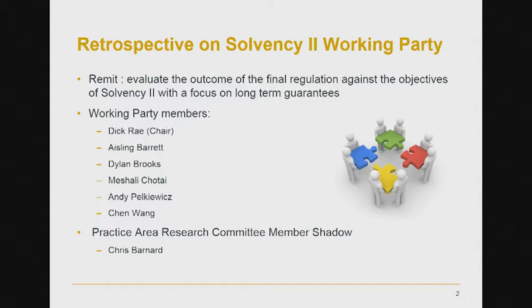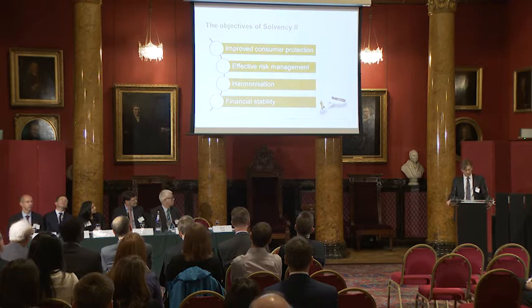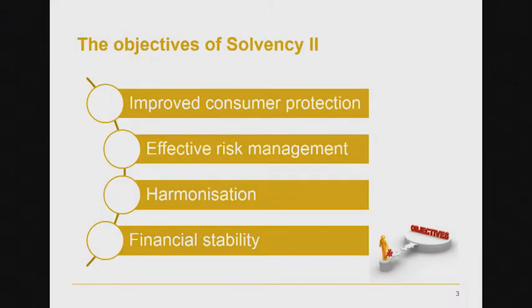And our working party has drawn from the experiences within the team, which include investment banking and asset management, consultancy, life practice, as well as experiences from Ireland, Germany, and the UK. Our first actions back in January 2016 were to hold two meetings, one here in Edinburgh and one in London, to determine what our retrospective on Solvency II should look like. And we decided that we would take a broad-based generalist approach. And in doing this, we decided that we'd assess and evaluate Solvency II against its original objectives, which include improved consumer protection, effective risk management, harmonisation, and financial stability.